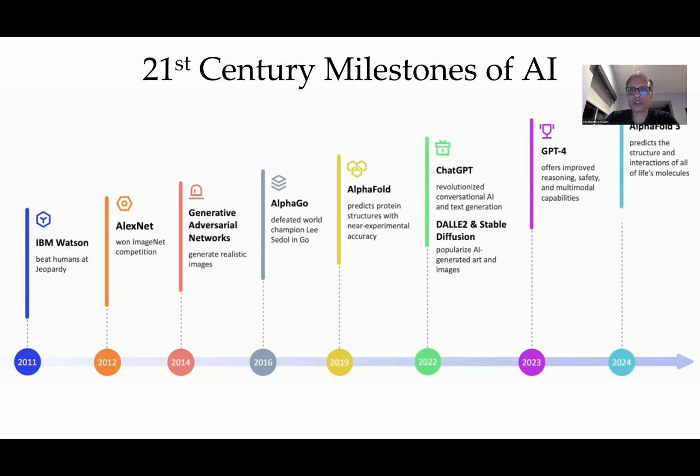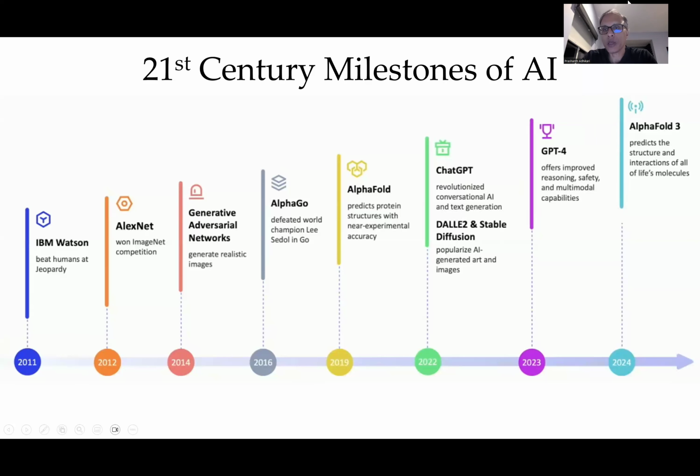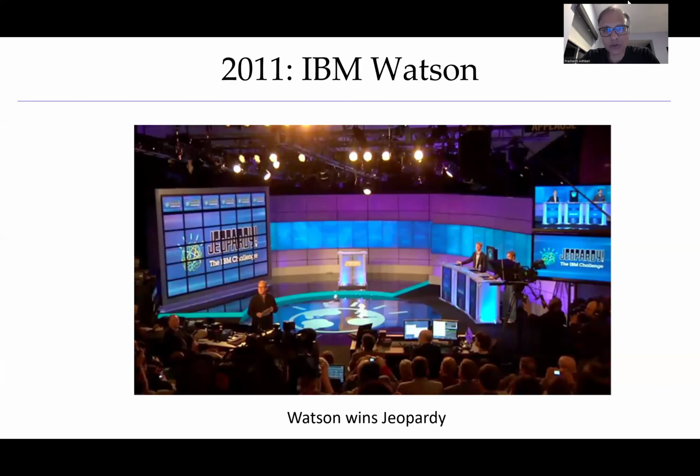Of course, 2022 saw the development of ChatGPT, which revolutionized conversational AI and text generation, and also things like DALL-E 2 and Stable Diffusion that popularized AI-generated art and images. And then since then, things have been improving, and you had things like GPT-4 in 2023, which offered improved reasoning, safety, and multimodal capabilities. And then finally, AlphaFold 3, which predicted the structure and interaction of a wide variety of biological molecules. So let's go through some of these milestones in a little bit more detail.